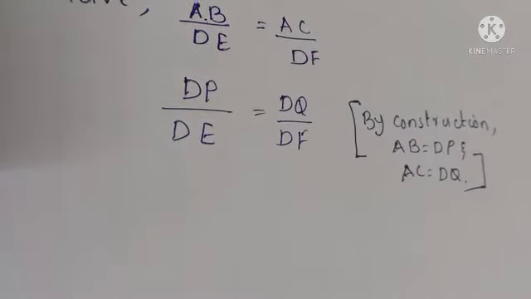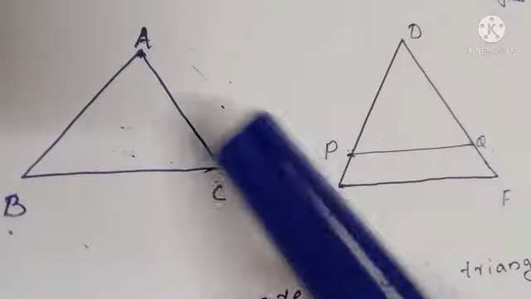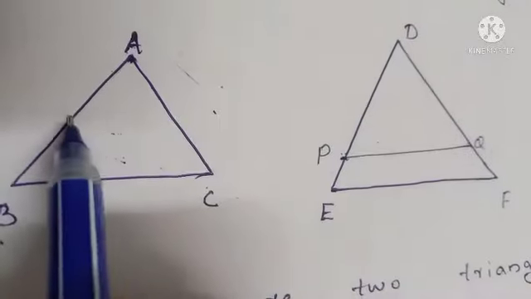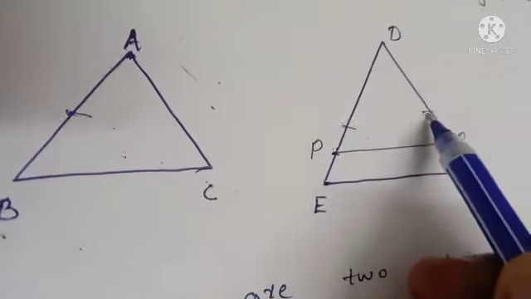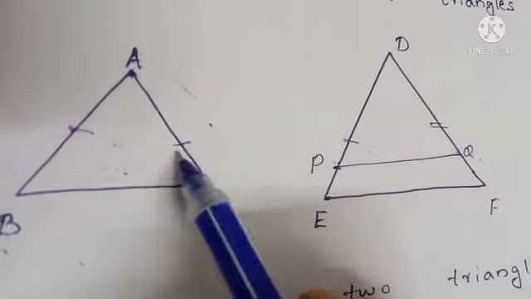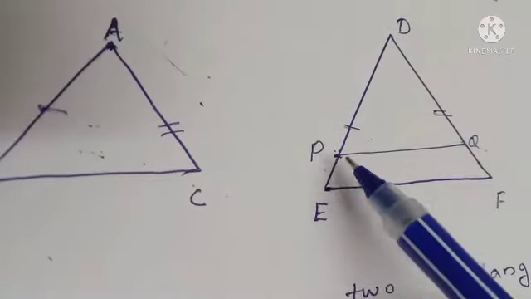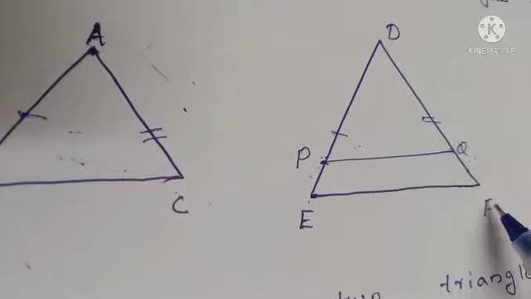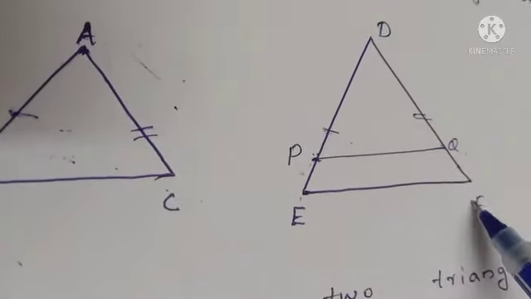Then look at the figure now. In the figure, AB equals DP and AC equals DQ, that we can mark now. AB equals DP and AC equals DQ. Then we got DP by PE equals DQ by QF.